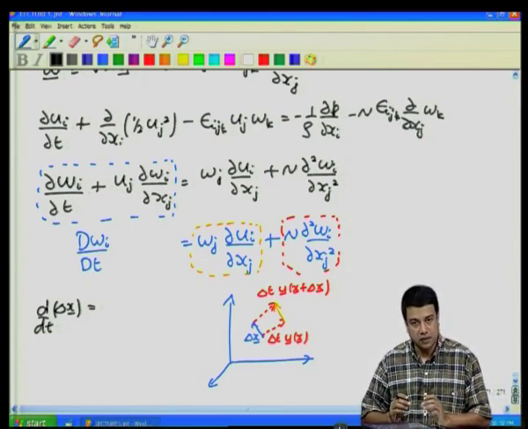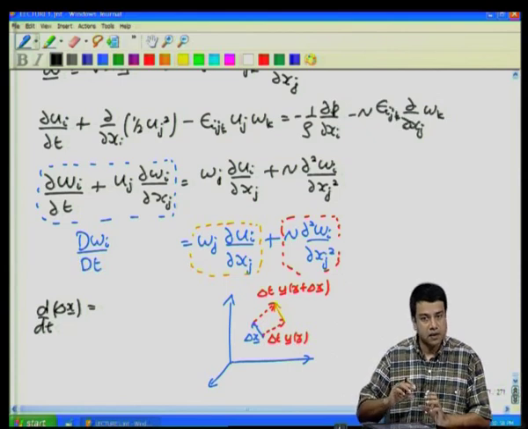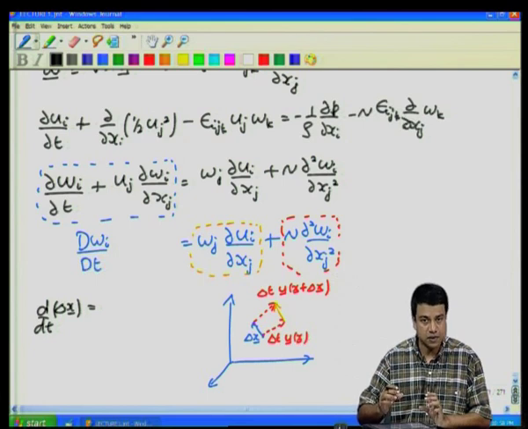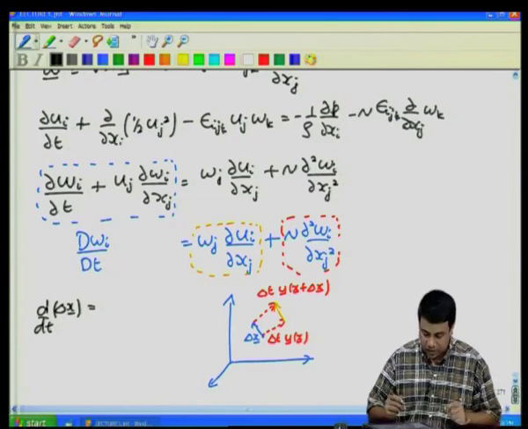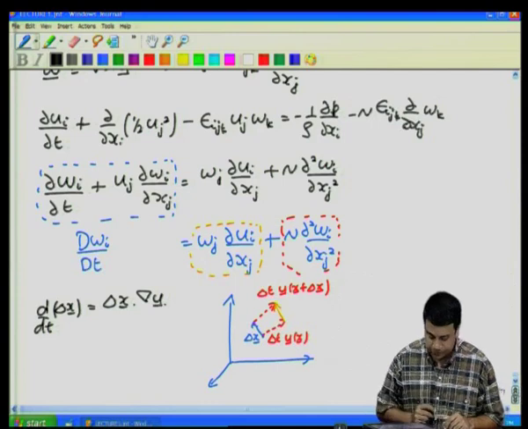At time t, you have a certain length delta x vector. At some other time t plus delta t, you have some other length delta x vector. The difference between the initial and the final positions basically gives you the rate at which delta x is changing with time. Okay. And as I told you, that can be written as delta x dot grad u.